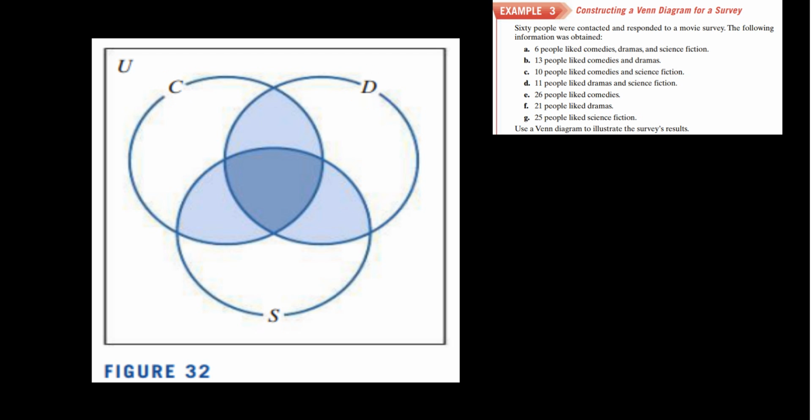So let's just start. It says A, 6 people liked comedies, dramas, and science fiction. Okay, well, 6 would go right here. 13 people liked comedies and dramas, so 13 would go right here. 10 people liked comedies and science fiction, 10 right here. 11 people liked drama and science fiction, so 11 here. 26 people liked comedies. 21 people liked drama. And 25 people liked science fiction. I think that's about it.